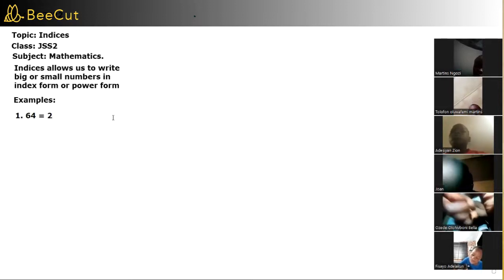Let's assume you have a number like 64. 64 is a big number when compared with a number like 2. If you want to write 64 in index form, you're going to look for a base number that can divide 64, or a base number that can multiply itself in a multiple way in order to give us 64. I'm going to choose a base number like 2. Now, obviously you know 64 is never equal to 2. But 64 can be said to be equal to 2 in 6 places. That is 2 raised to power 6.